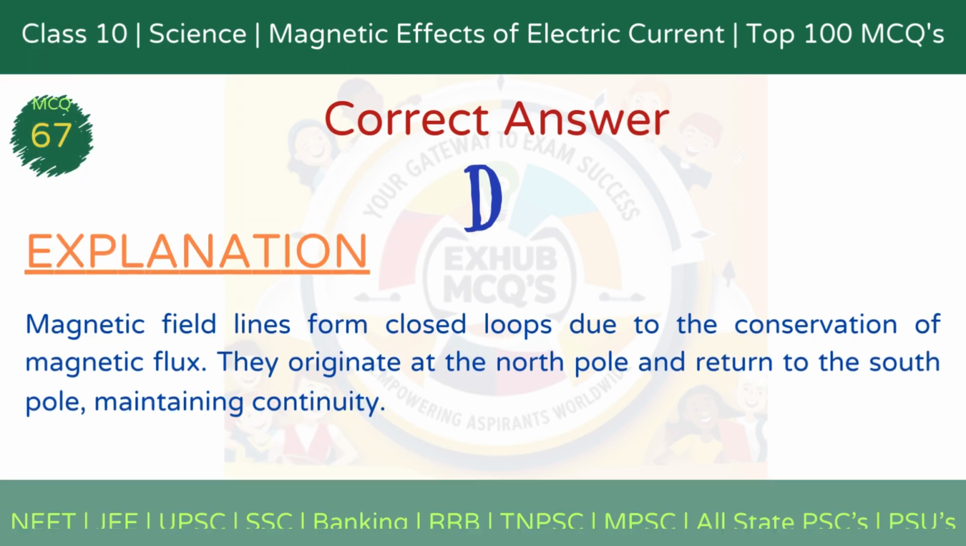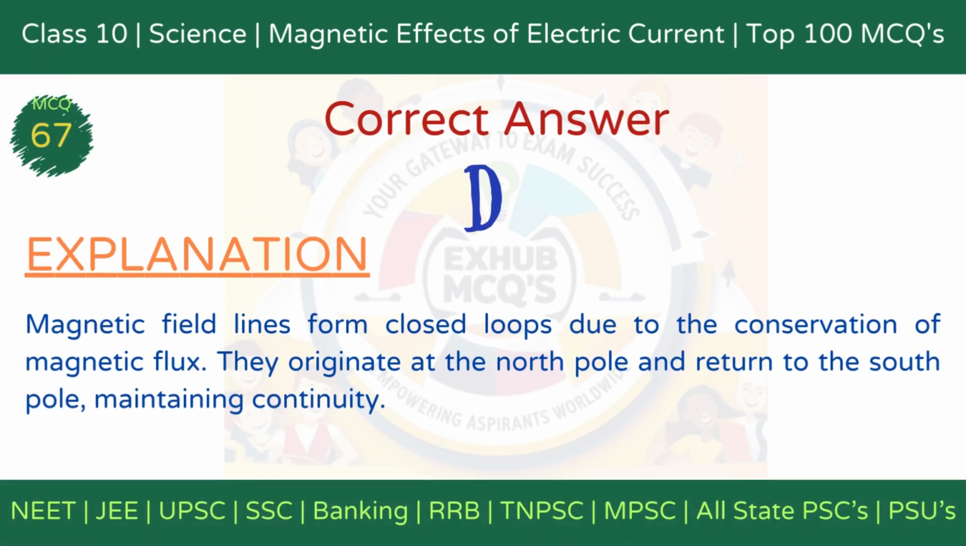The correct answer is option D, conservation of magnetic flux. Explanation. Magnetic field lines form closed loops due to the conservation of magnetic flux. They originate at the North Pole and return to the South Pole, maintaining continuity.